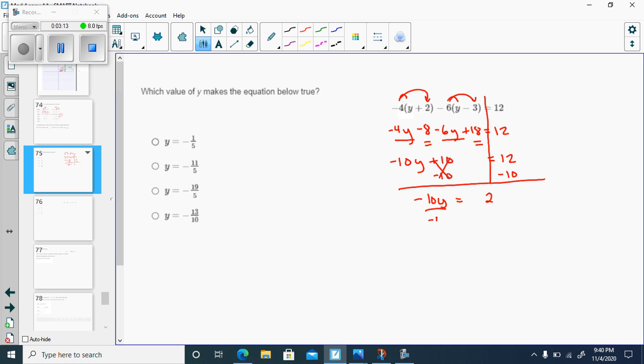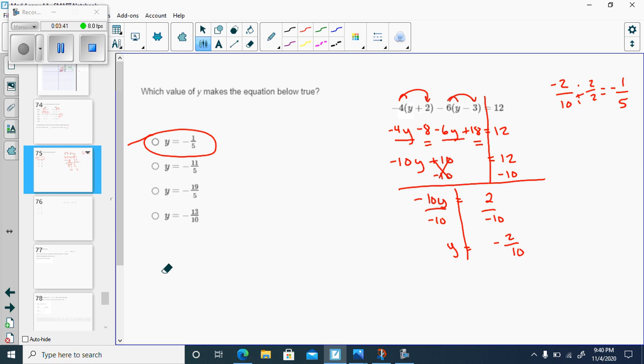Let's divide both sides now because we've still got our equal sign here. Let's divide both sides by negative 10. And y would give me negative 2/10. Now, can I reduce negative 2/10? What if I take negative 2/10 and I divide both of those by 2 over 2? Wouldn't that give me negative 1/5? So my answer is negative 1/5.